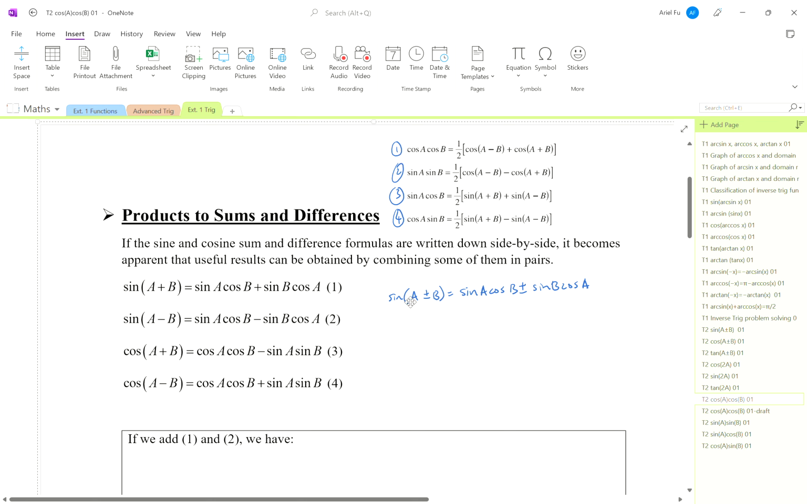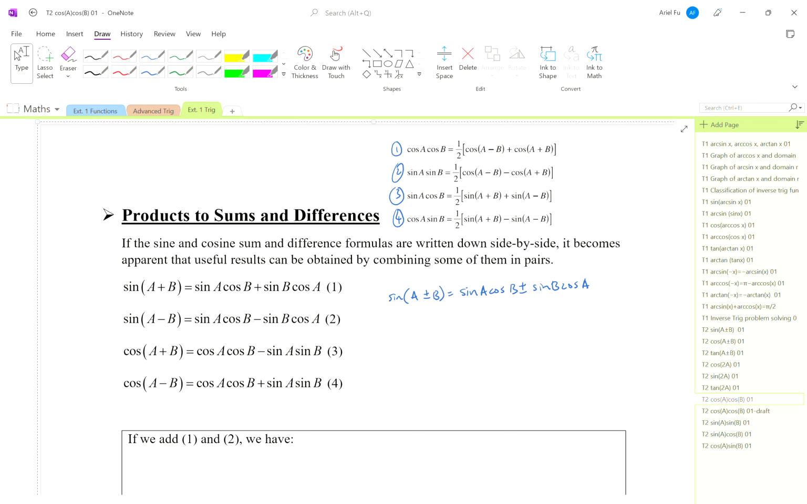Now this is called product to sum identities for trigonometry, because on the left hand side we've got a product. Product means two functions multiplied by each other. And we can change it to a sum, or we can change it to a difference. Difference is subtraction, sum is addition. So we're changing multiplication into plus or minuses, hence why it's called product to sum and difference. Let's look at how we derive identities 3 and 4 in this video.